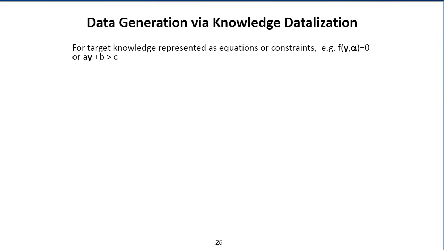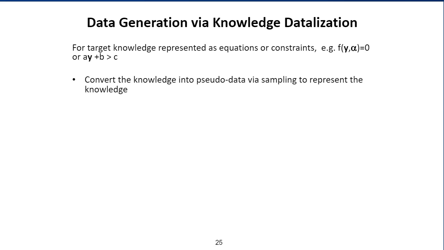Another approach is what we introduced called knowledge datalization. For some types of knowledge, it may be difficult to incorporate using the other methods we introduced. So for example, we have this equation knowledge and these algebraic inequality constraints on the target variable. What we can do is convert this knowledge, in terms of equations and constraints, into pseudo data through a sampling process. So we want to sample the target variable, right, to make sure the samples still satisfy the equations and the constraints.